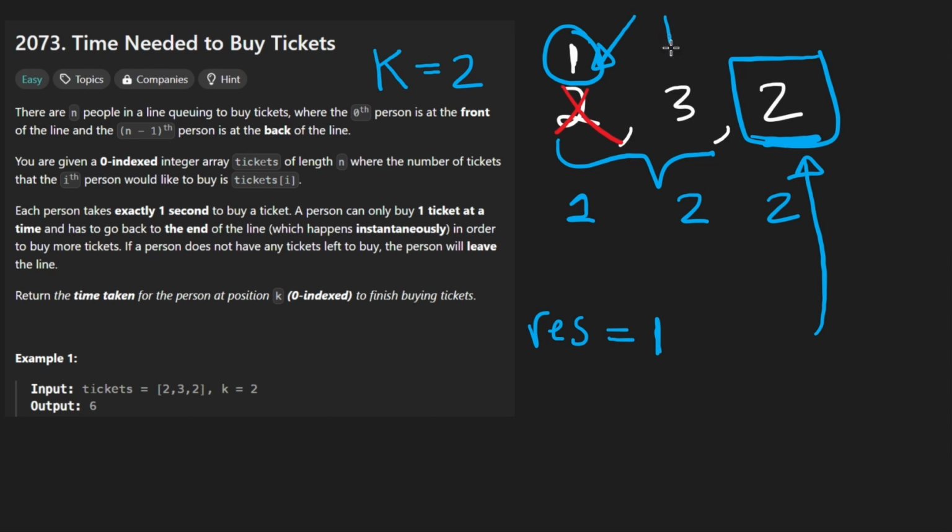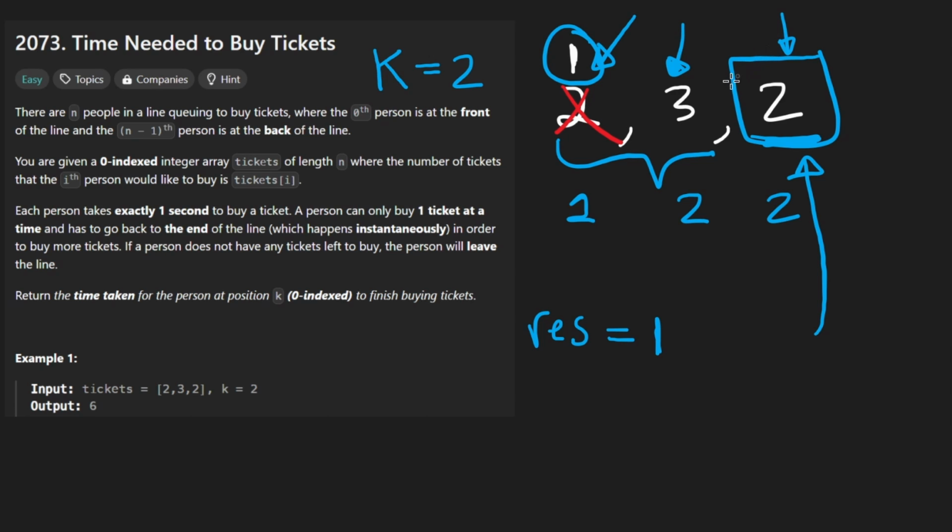It's just 1. We go to the next value. Is this value less than the value over here? It's not. So what do we do? It's 3. But does this person really have to buy 3 tickets before this person can buy 2 tickets? Nope, they definitely don't. What we're recognizing here is that the person at index K is the bottleneck.